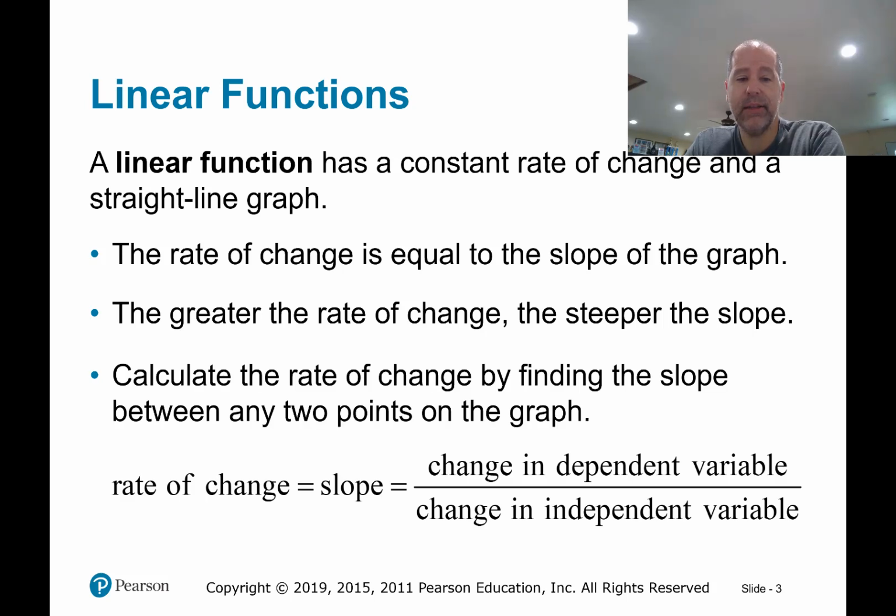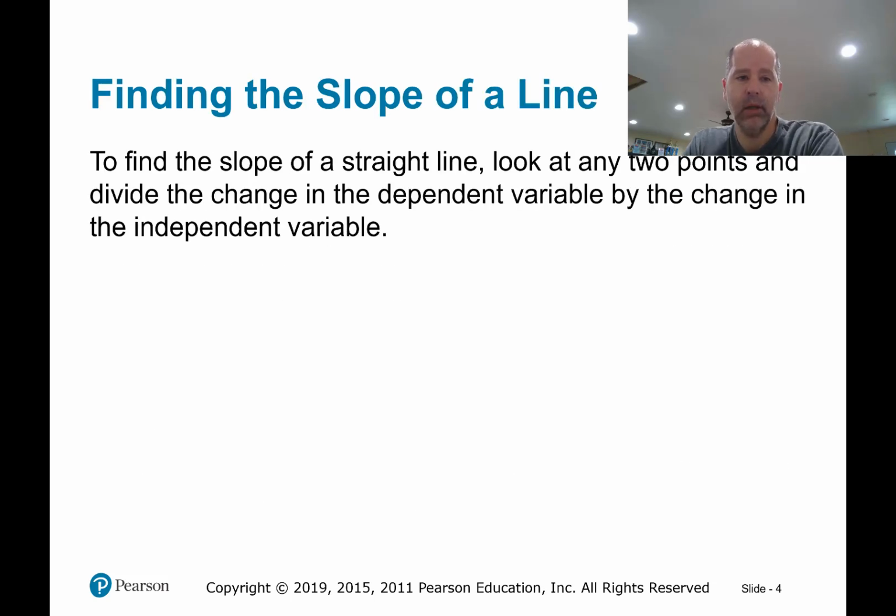Calculate the rate of change by finding the slope between any 2 points on the graph, and we calculate the difference in the y direction and the difference in the x direction, and we divide the two. So it's always rise over run. So it's change in y divided by change in x. Change in the dependent variable divided by the change in the independent variable. To find the slope of a straight line, look at any 2 points and divide the change in the dependent variable by the change in the independent variable. Again, just repeating what I just said.